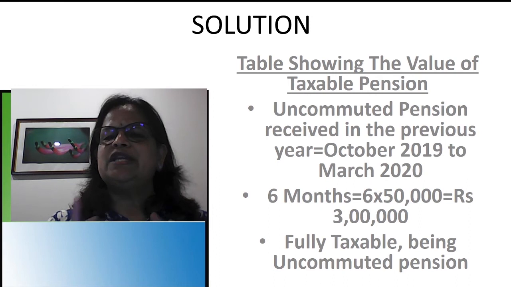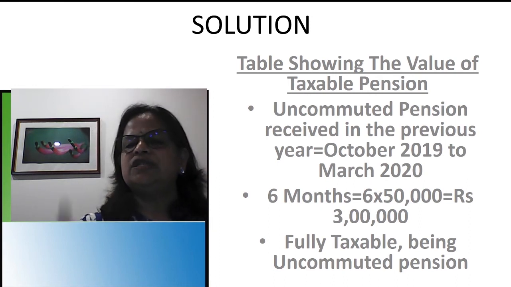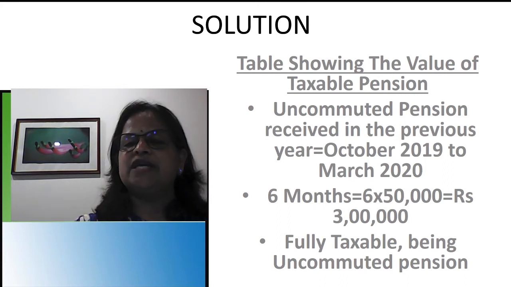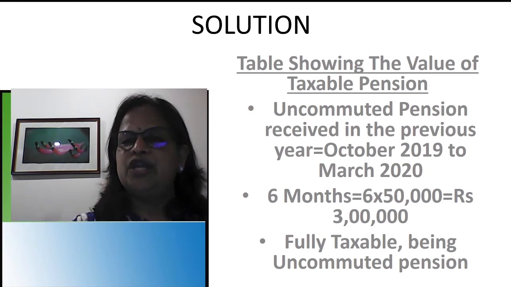So 6 months he will get the pension. 6 months, 50,000 each. He will get 3 lakhs as pension, fully taxable being uncommuted pension. Whether he is in government sector or private sector, it will be fully taxable. Uncommuted pension, periodic pension or normal pension, just like salary. Only the term is different.